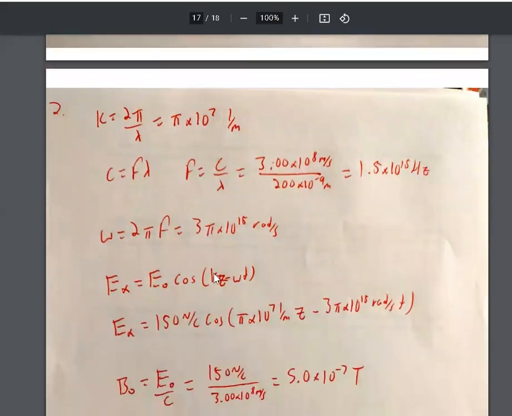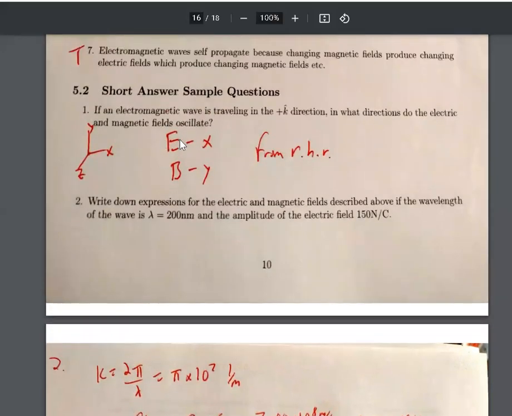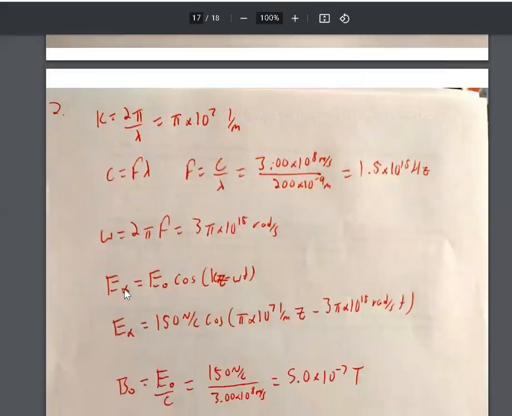Okay. And so that alone is enough to completely determine the electric field. I put an X here because this is the X component of the electric field. We said the electric field only oscillates in the X. So the electric field has an X component, but not a Y component and not a Z component.